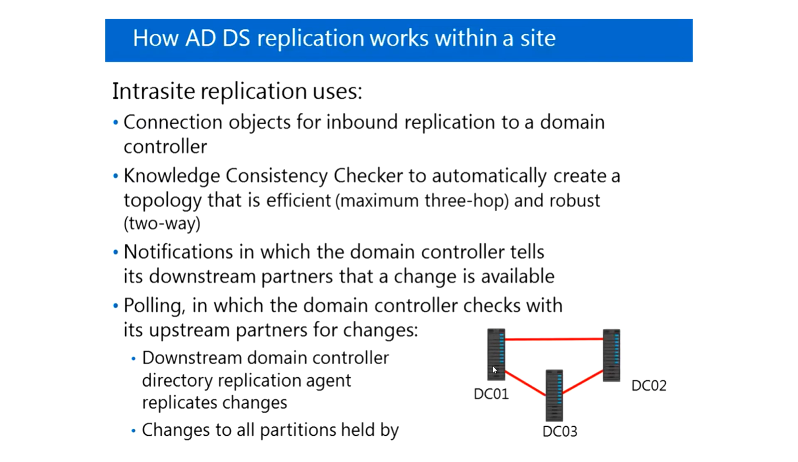So if someone makes a change in one of the domain controllers, then that domain controller will tell the other domain controller that there is a change available, and then it will do the replication. And polling, in which the domain controller checks with its upstream partner for changes.